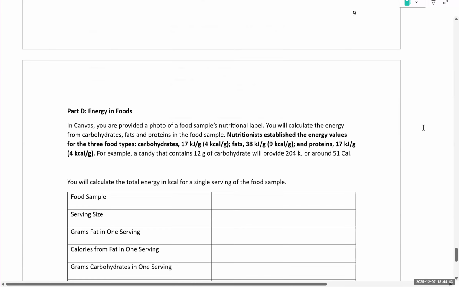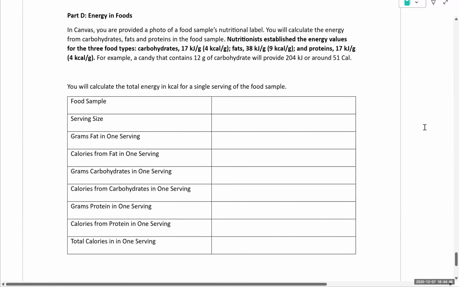There's one more thing that we have to do, which is the energy and food section. So in Canvas, you're provided a food sample's nutritional label. And here you're going to calculate the energy from carbohydrates, fats, and proteins in the food sample. Nutritionists estimate that of the three food types, carbohydrates have a value of 17 kilojoules per gram, fats have a value of 38 kilojoules per gram, and proteins have a value of 17 kilojoules per gram. For example, a candy that has 12 grams of carbohydrates provides about 204 kilojoules of energy.